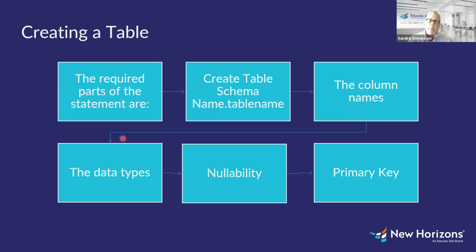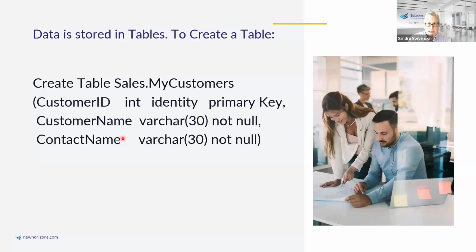Every table should have a primary key. That is your unique identifier to get to a specific row in a table. A primary key must be unique and must always have a value. It's never allowed to be null. That way you can get to a specific row in a table. So we're using a create statement. It's create table, schema name dot table name.